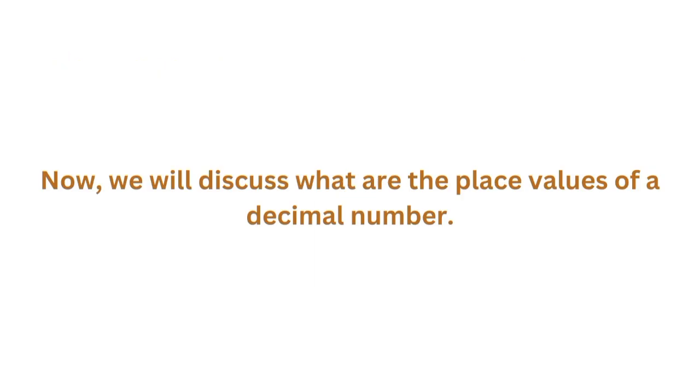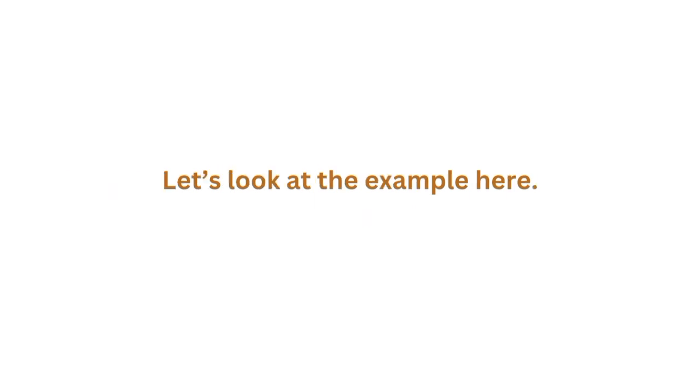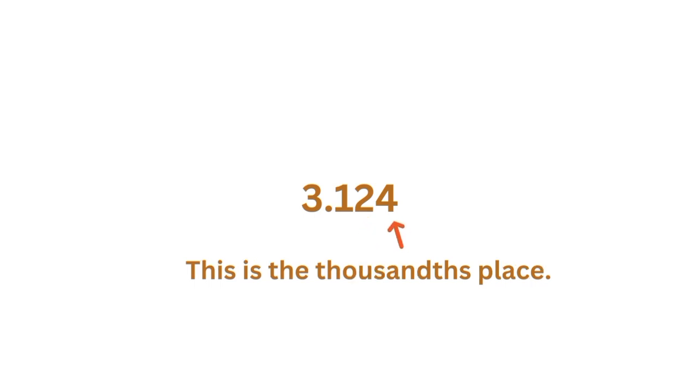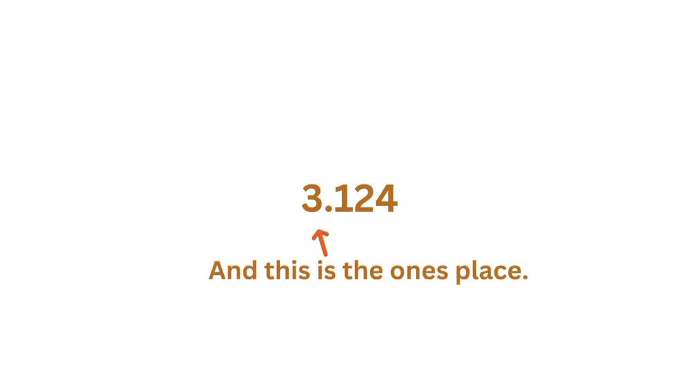Now, we will discuss what are the place values of a decimal number. Let's look at the example here. 3 124 hundredths. This is the tenths place. This is the hundredths place. This is the thousandths place. And this is the ones place.